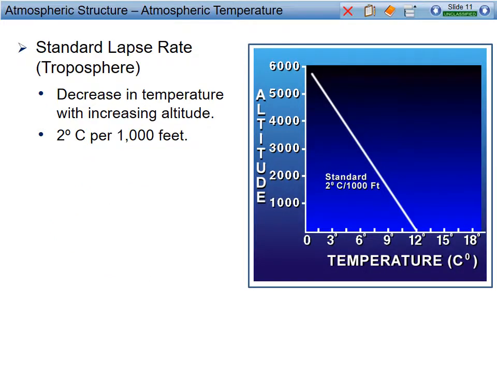This graph depicts, once again, the standard lapse rate that occurs in the troposphere. On a normal day, with every 1,000 foot increase in altitude, the temperature will drop 2 degrees Celsius. So you see the graph starts at sea level at 12 degrees. By the time you get to 1,000 feet mean sea level, the temperature has dropped 2 degrees to become 10 degrees, and so on and so forth. You can also characterize this as an inverse relationship.